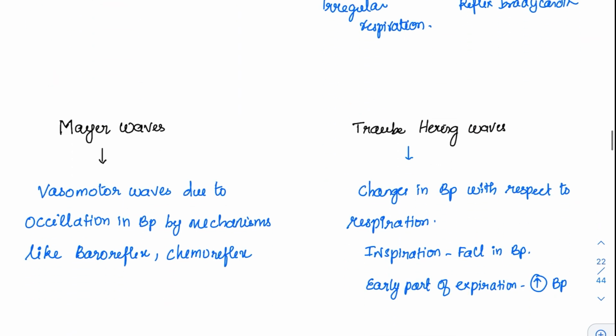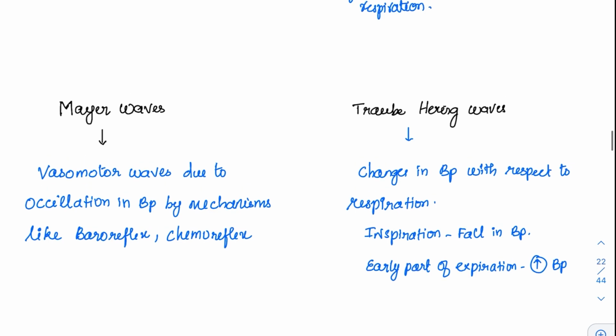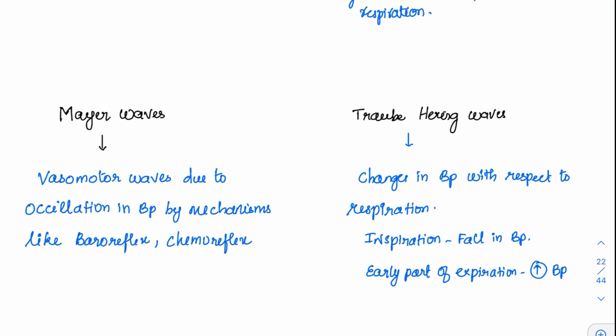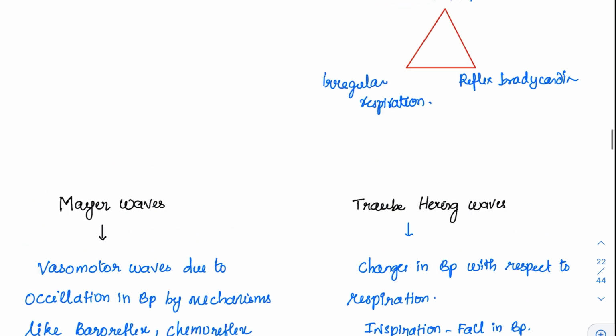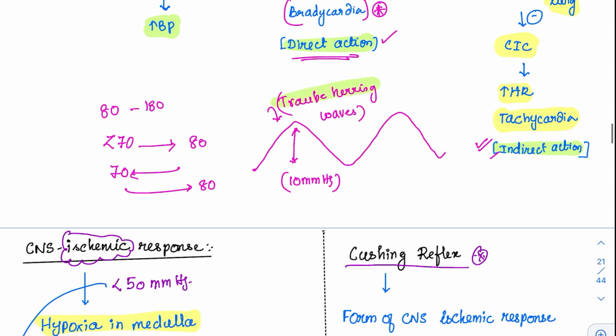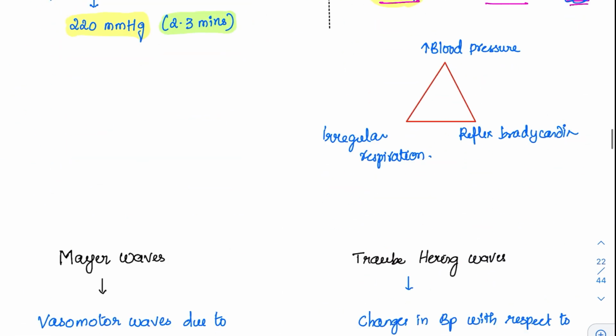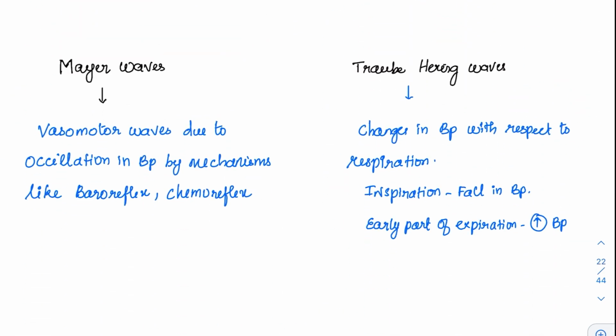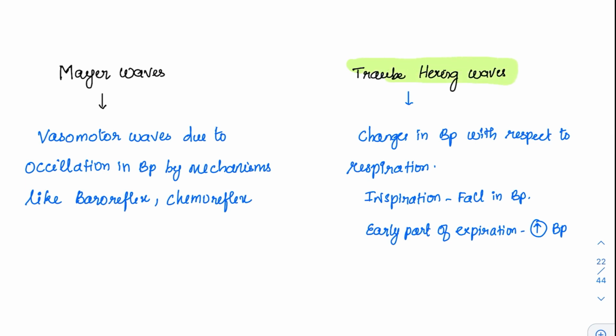Coming to the Traube-Hering and Mayer waves, I have mistakenly mentioned it as Traube-Hering waves there. It is not Traube-Hering, sorry. It is the Mayer waves. Whenever there is a BP fluctuation which is happening due to the baroreceptors and chemoreceptors, it is called Mayer waves. And Traube-Hering wave is the BP change which happens during respiration. During normal respiration also there is a BP change.